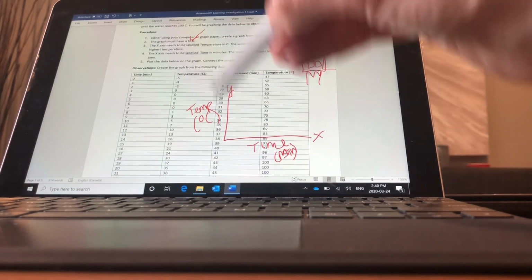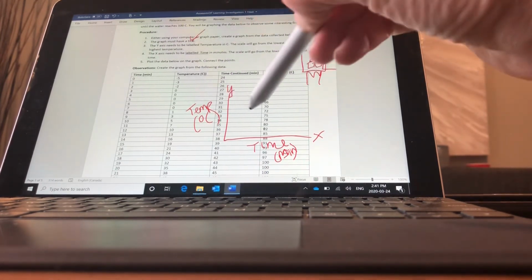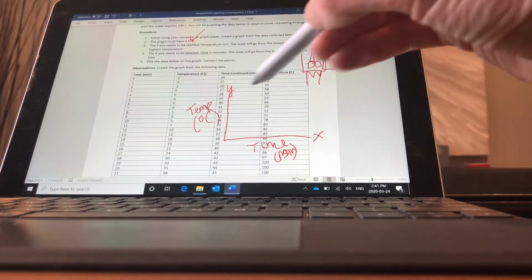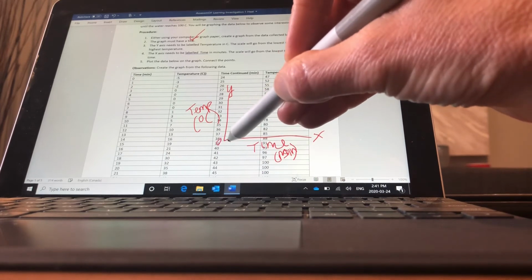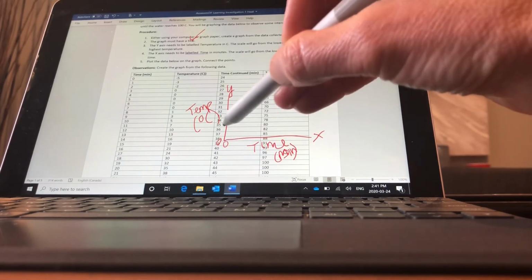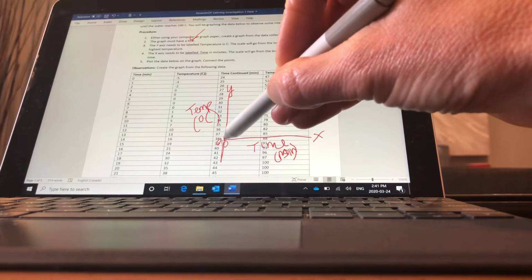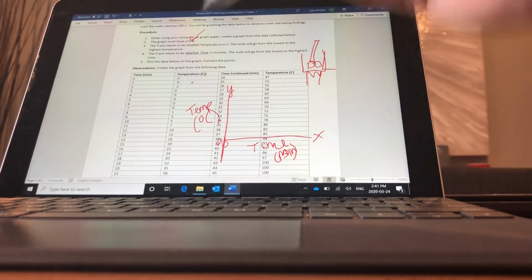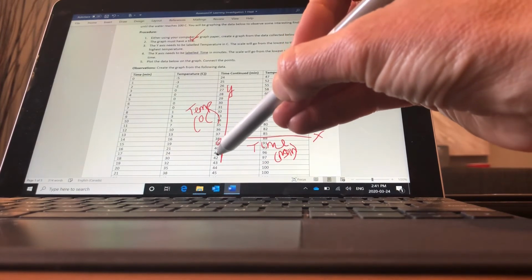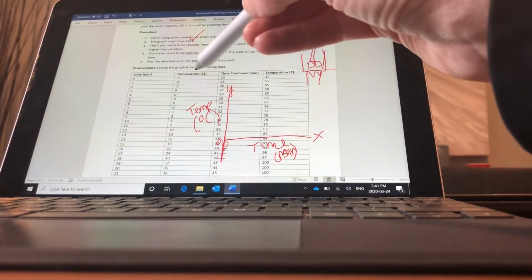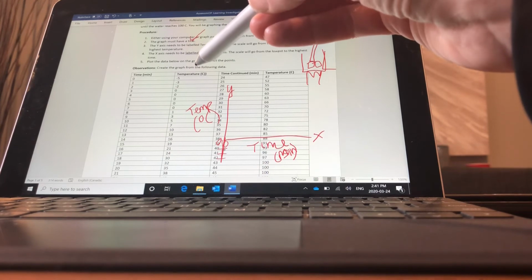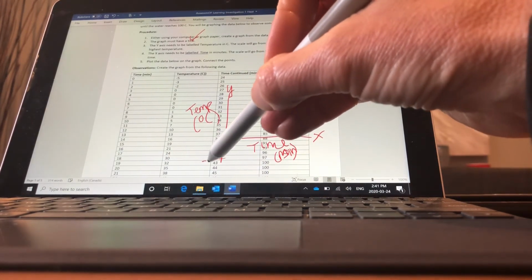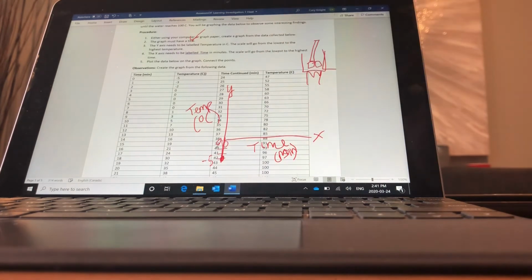So what you're going to do now is you're just going to look at the data and you're going to plot the points. Now, I don't know if you've ever done this before, but because this is 0 and this is 0, 0 time and 0 degrees, you're actually going to be going down into the negatives for the first few points. And that's fine. So just make sure when you're looking at the scale, your lowest temperature is going to be -5. So your first point, for example, would be right here.